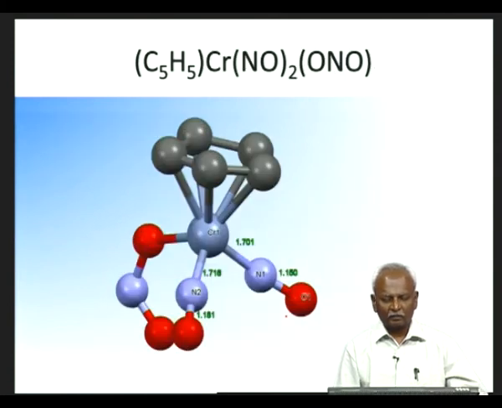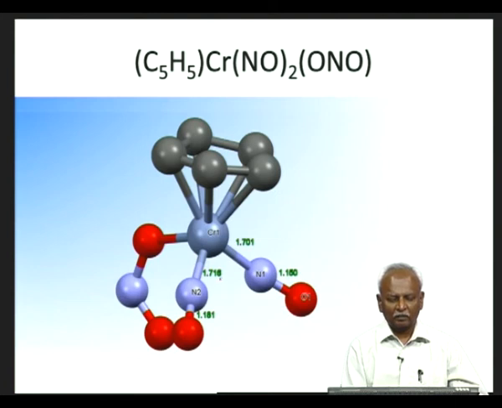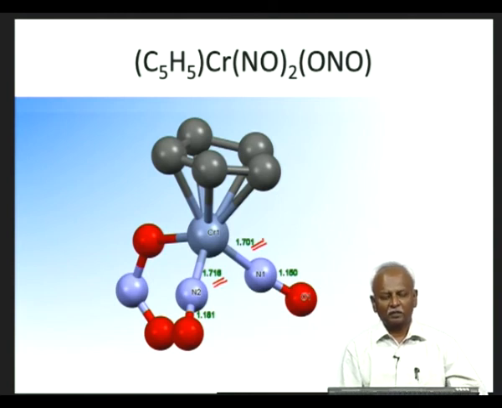So, here is another example of a complex which has got both nitrite and nitric oxide. Once again, these bond distances are quite small compared to what you would expect for single bond distances. In this case, because it is a chromium complex, the bond distance is significantly less compared to the molybdenum nitrogen bond distance we encountered, but here we have 2 nitric oxide molecules which are bonded to the chromium.